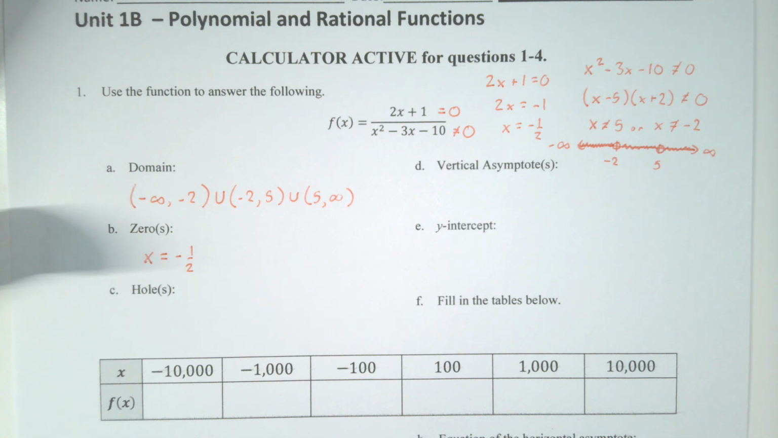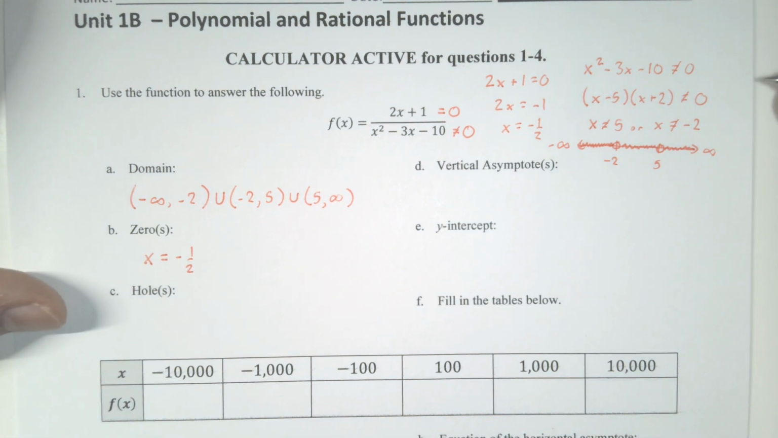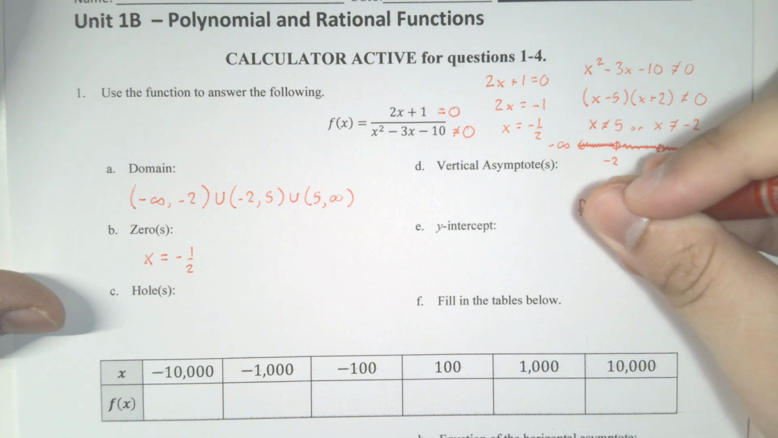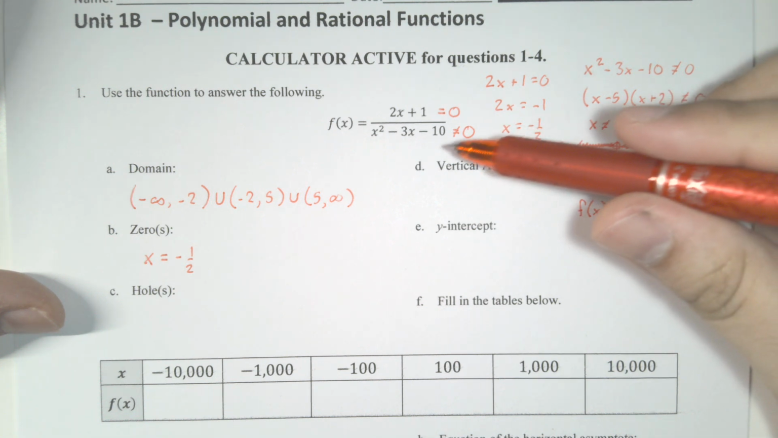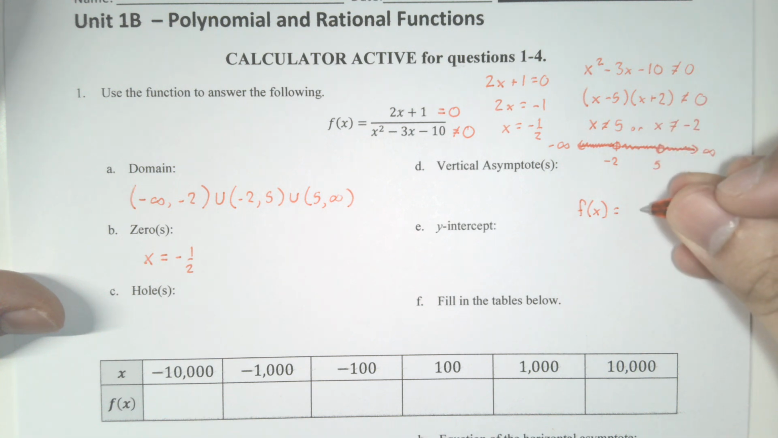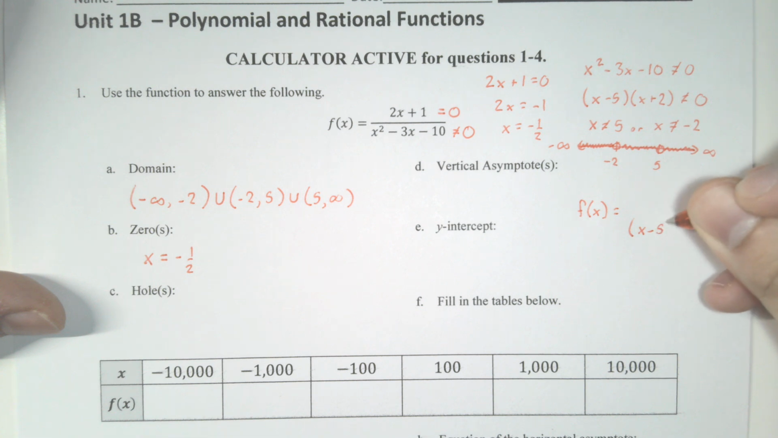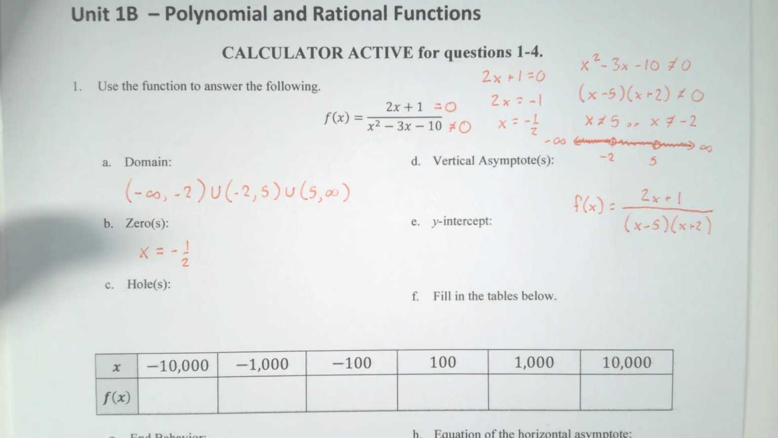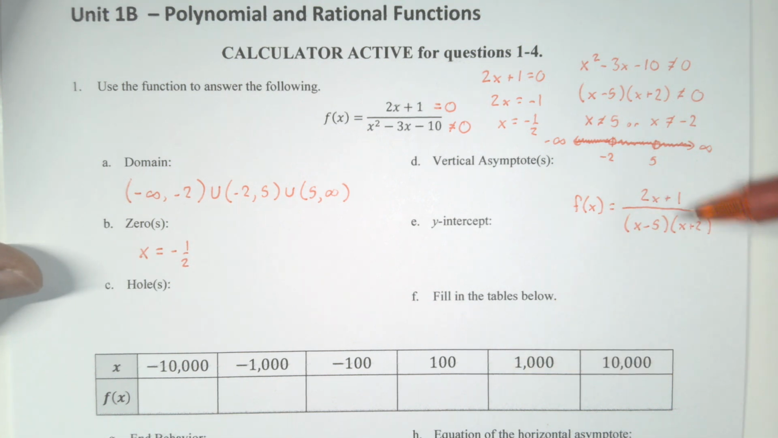Now, what about the holes? So for the holes, we need to figure out where we have a factor that cancels on both the top and bottom when this is completely factored. Now, I'm going to rewrite our function over here. We've already factored the bottom when we were trying to find the domain, and that gave us x minus 5, x plus 2, and then the top is already factored as 2x plus 1. So for the holes, we're trying to find common factors on top and bottom that would cancel, and we don't have anything that's going to cancel here.